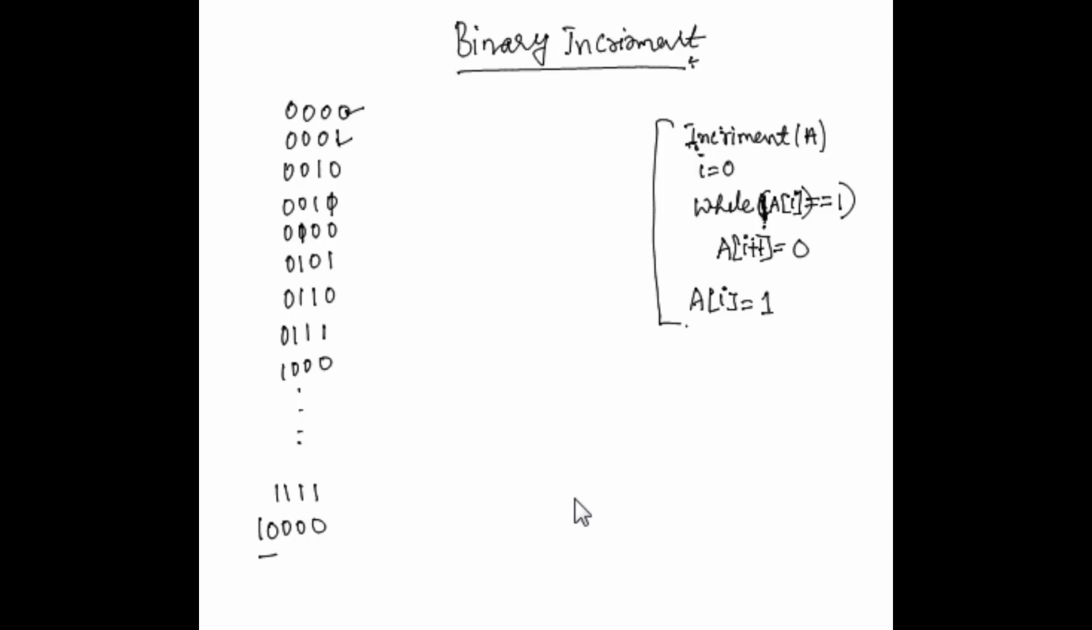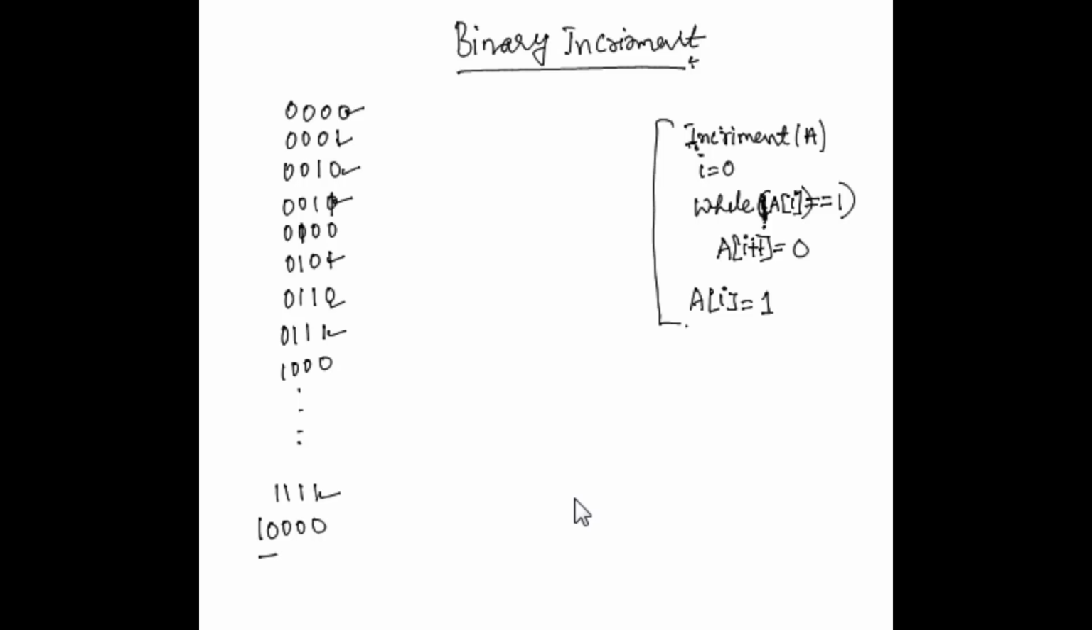If I call this function again, it should increment the counter by 1, so it will become 0, 0, 1, 0. Again, if you call this, it becomes 0, 0, 1, 1, and if I call it again, it should become 0, 1, 0, 0. Basically you have to add 1 to this, right? Next time it should become 0, 1, 0, 1, and then 0, 1, 1, 0, and so on.